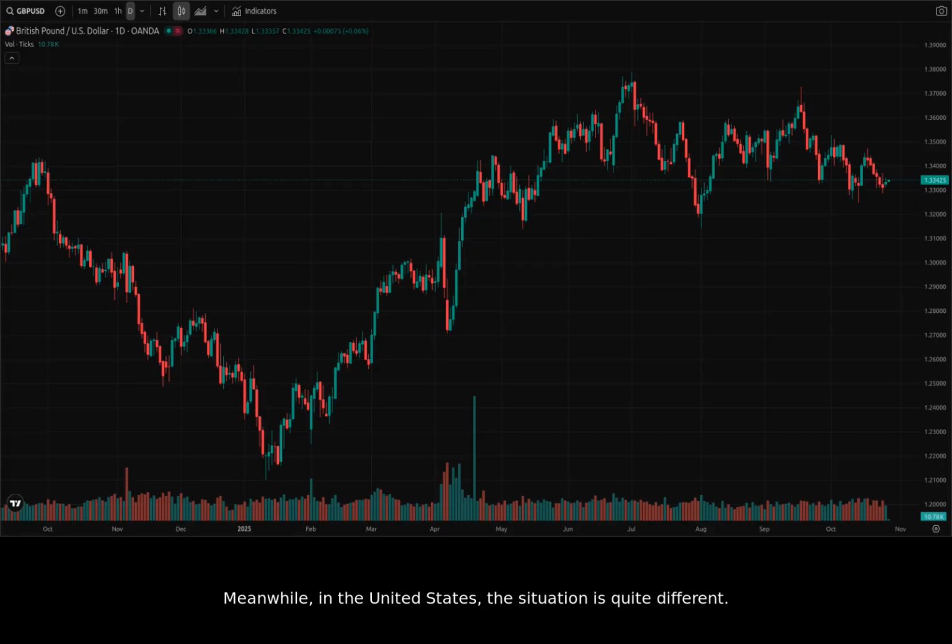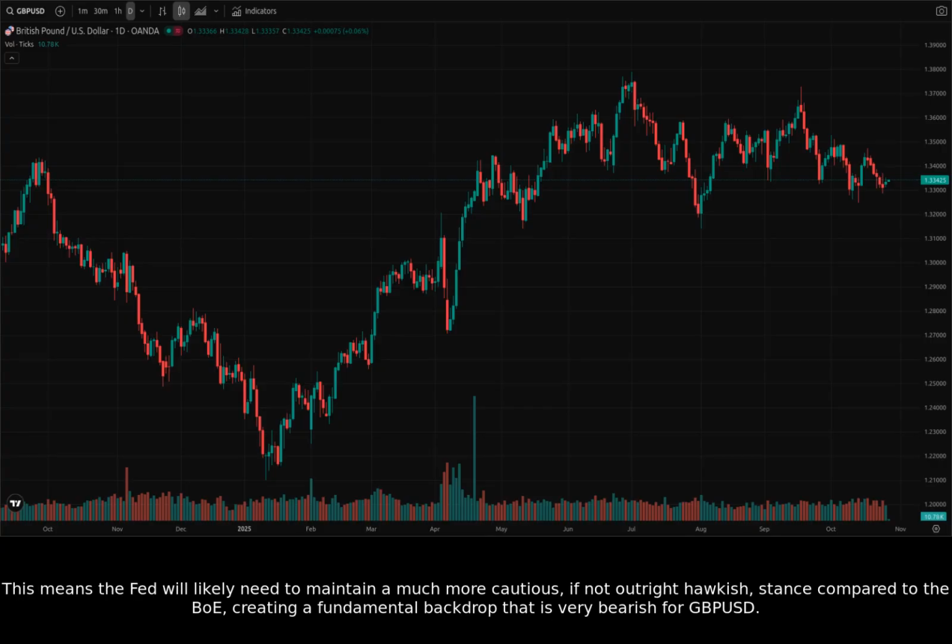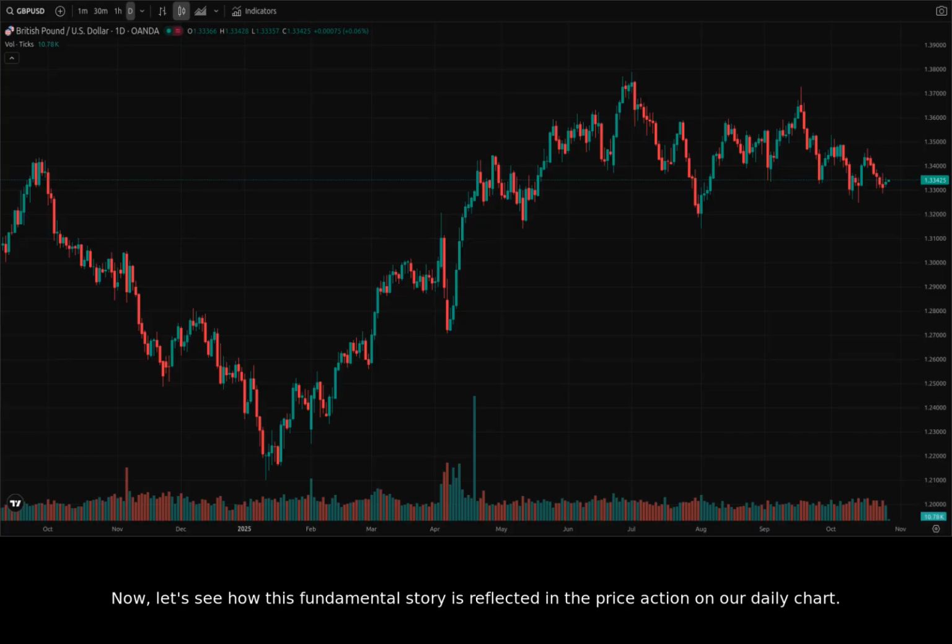Meanwhile, in the United States, the situation is quite different. The selection process for the next Fed chair is underway, with the list narrowed to 5 candidates, creating some uncertainty, but the return of the Trump administration brings with it promises of tax cuts and tariffs, which are inflationary. This means the Fed will likely need to maintain a much more cautious, if not outright hawkish, stance compared to the BoE, creating a fundamental backdrop that is very bearish for GBPUSD. Now, let's see how this fundamental story is reflected in the price action on our daily chart.